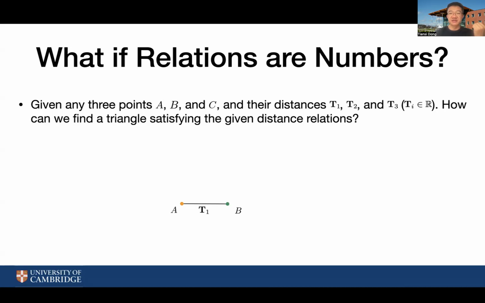First, create a segment between A and B, and then we draw 2 circles. All possible points of C will be located at the boundary of this circle, and then we draw another circle. All possible locations of points with distance T2 to B are located in the green circle, and the intersection point is what we are looking for.